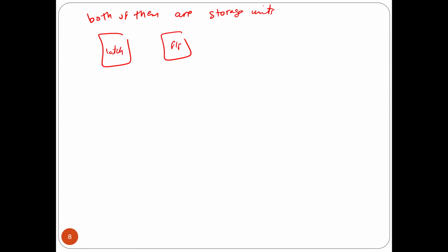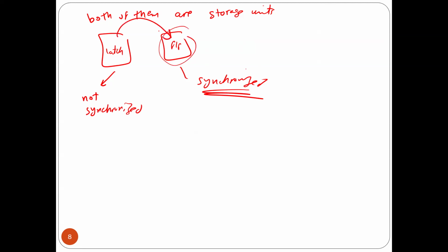The difference is the latch is not synchronized, but the flip-flop is synchronized. This is the only difference, and this is the most important difference. As you will see right now, to create a flip-flop, I will use a latch inside it. But first of all, tell me what you mean by not synchronized and what you mean by synchronized. I will tell you. Okay?